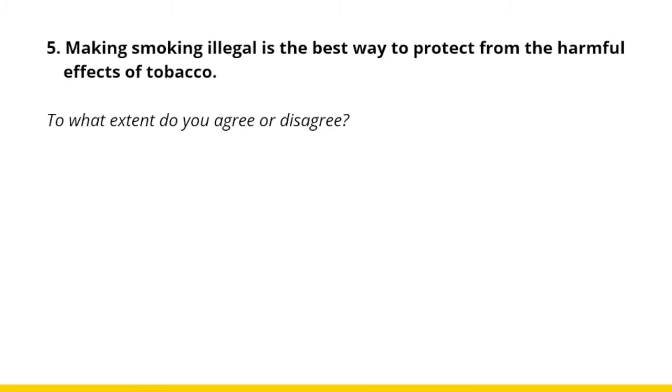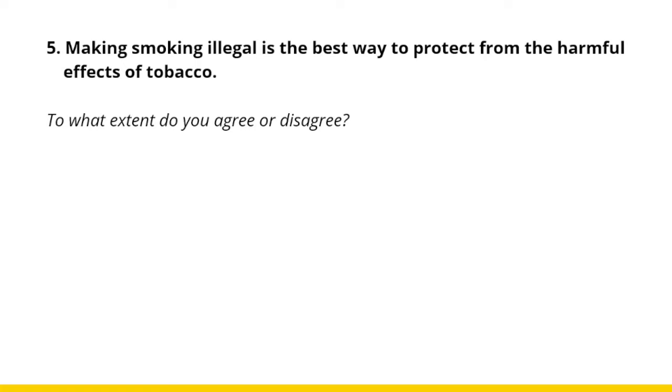In this slide, you can see our final type of essay, number 5. It's about agree or disagree. The prompt states the following: making smoking illegal is the best way to protect from the harmful effects of tobacco. And your task: to what extent do you agree or disagree? So when you have this type of essay, you need to pick one point and then provide a reason for each point. I mean, which point you are choosing.